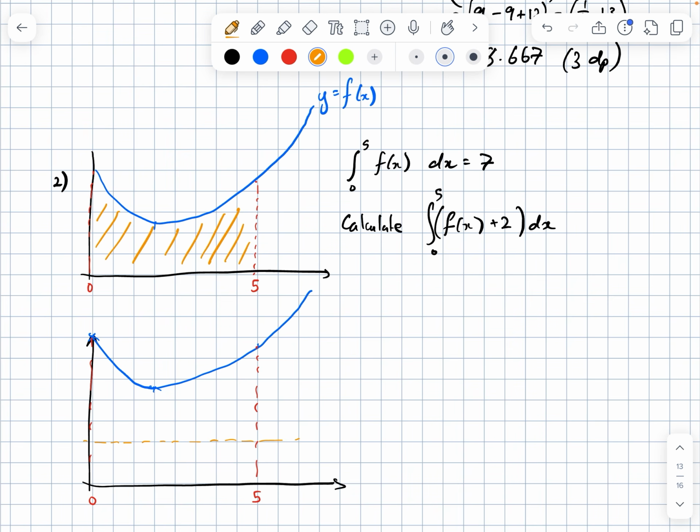So now we know that this area here is still 7, but we've got a rectangle underneath. Well, the height of this rectangle is 2, and the base is 5, which is just our upper minus our lower limit, which means the area inside, 2 times 5, is 10, which means the total will be 10 plus the old one, 7, which is 17.